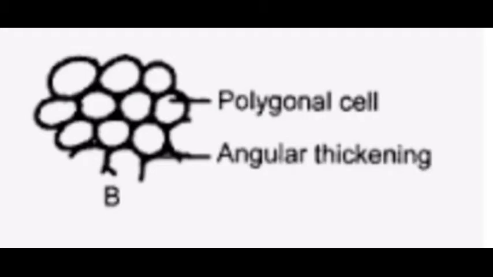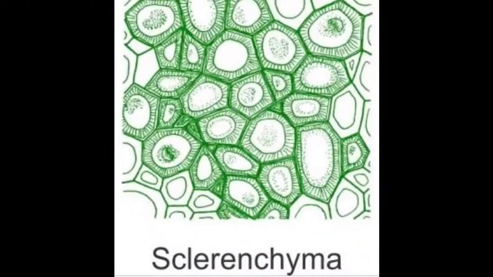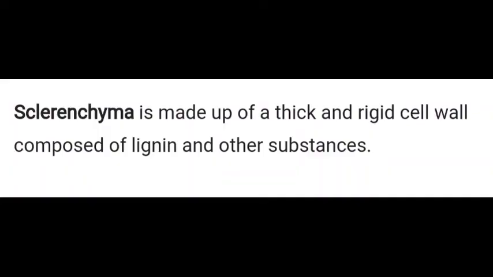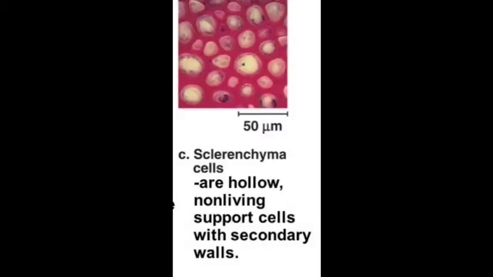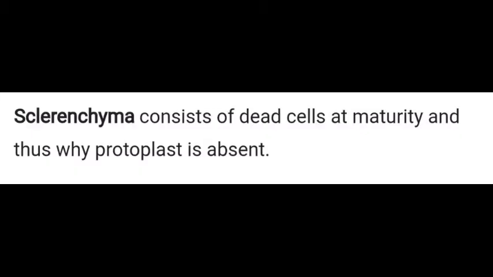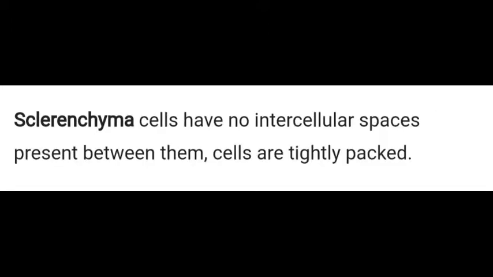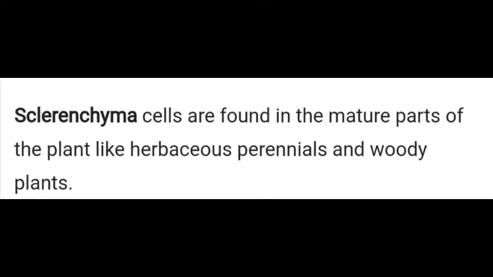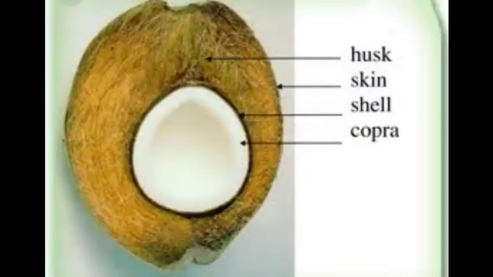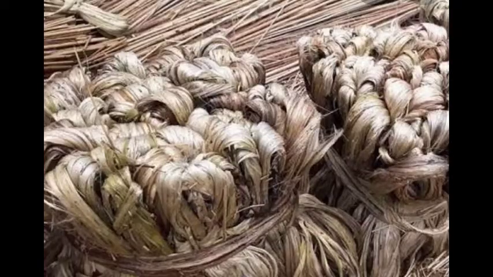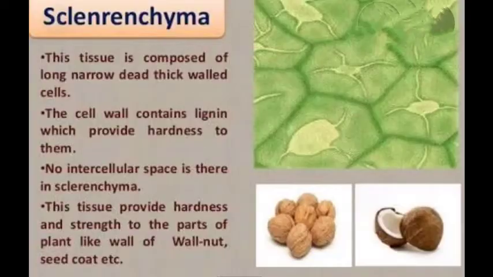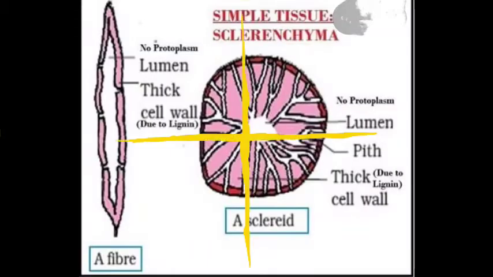Another type of permanent tissue is called sclerenchyma. It's the tissue which keeps the plant hard and stiff. It is composed of long, narrow and thick-walled cells. This tissue is made up of dead cells and there are no intercellular spaces. Sclerenchyma cells are dead and are present in the husk of coconut, fibers of jute, in the veins of leaf and in the hard covering of seeds and nuts. Now let's move on to an activity.